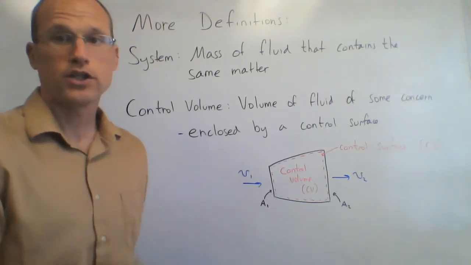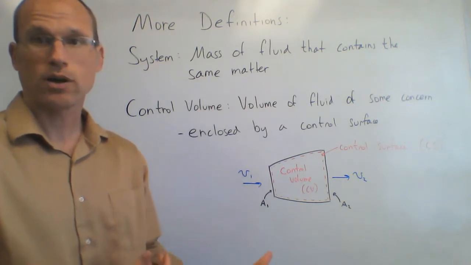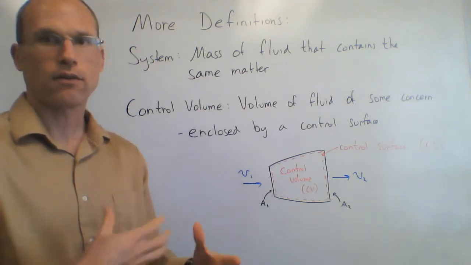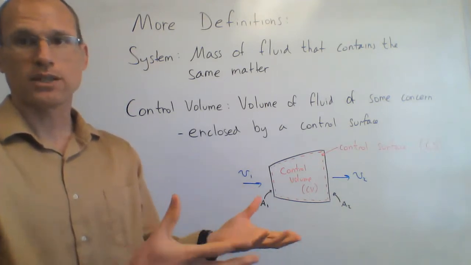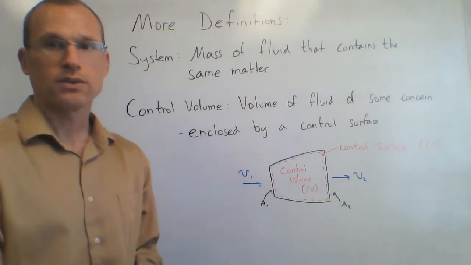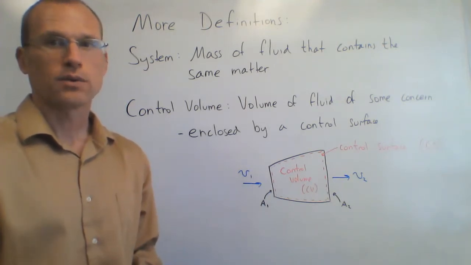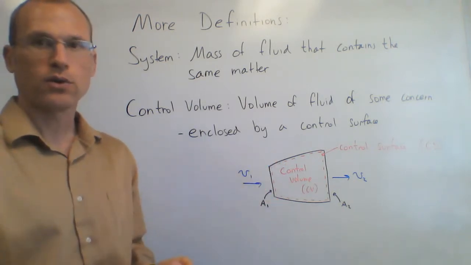A couple other definitions. So my system is basically some mass of fluid that I care about for some reason. So I have all these particles of fluid. I care about all those particles. So when I look at that system and see what happens to it, a similar scenario is something called the control volume. So in control volume, I care about a certain volume that fluid occupies.